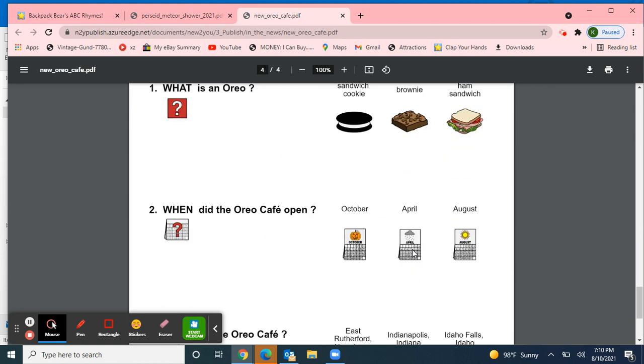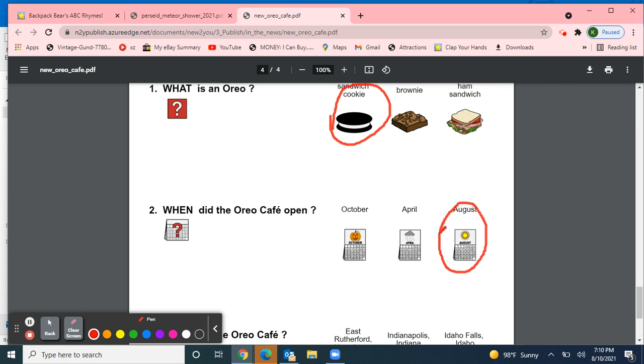And now for our review page. Our first question, number one, what is an Oreo? Is it a sandwich cookie, a brownie, or a ham sandwich? Well, an Oreo is a sandwich cookie. Number two, when did the Oreo Cafe open? October, April, or August? Well, the Oreo Cafe opened in August. I believe it was August 3rd.